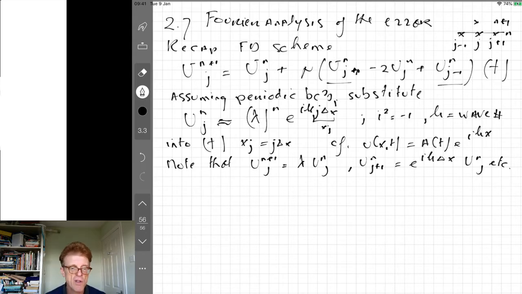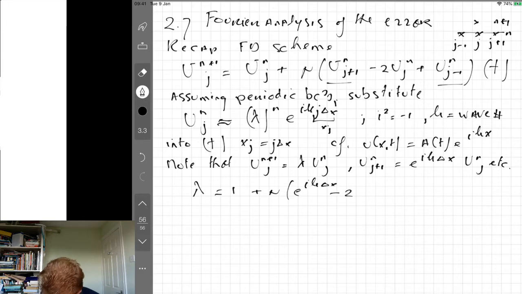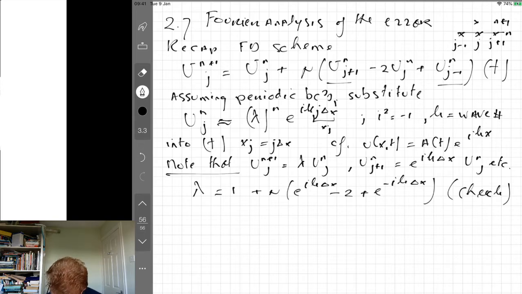That means you can factor out the u_j^n. Since the equation is a linear equation, that makes the arithmetic of substitution and analyzing a lot easier. So what do you get? Check this. You get that lambda is 1 plus mu times (e to the power ik delta x minus 2 plus e to the power minus ik delta x). Check this, I'm not going to do it. If you use this note, you see that it comes out pretty quickly.